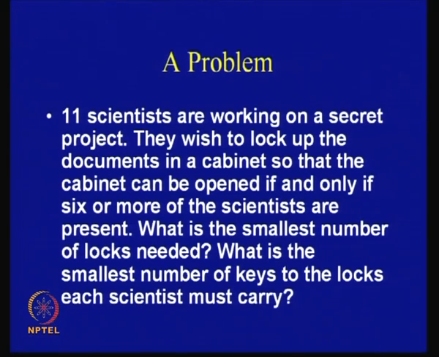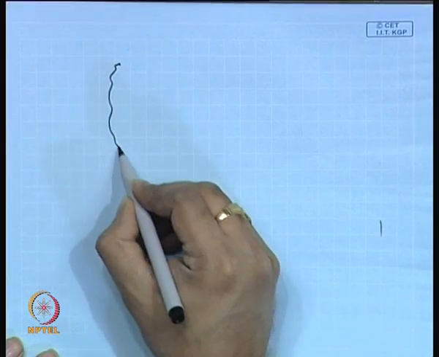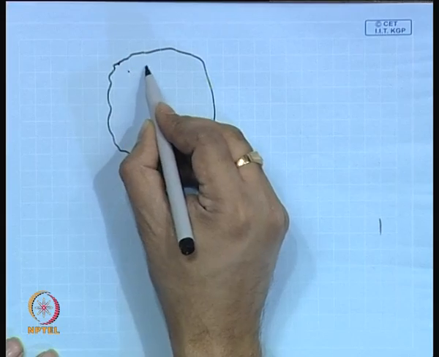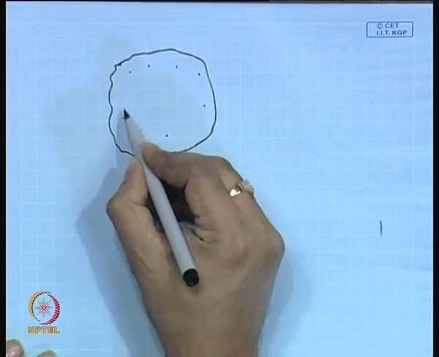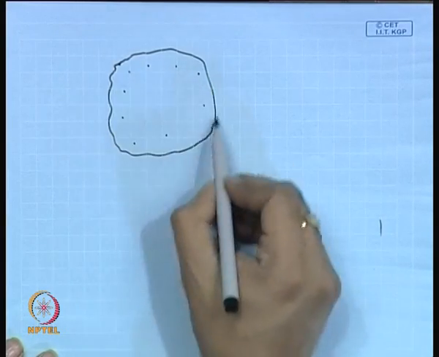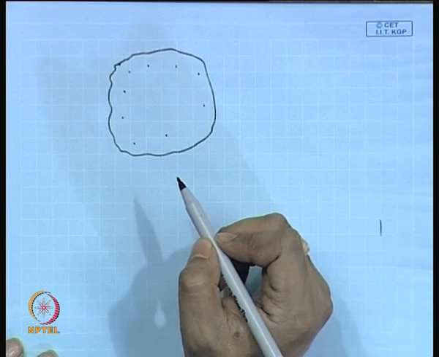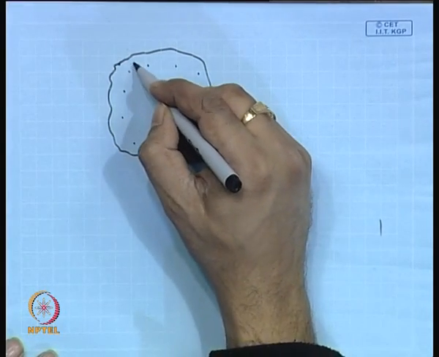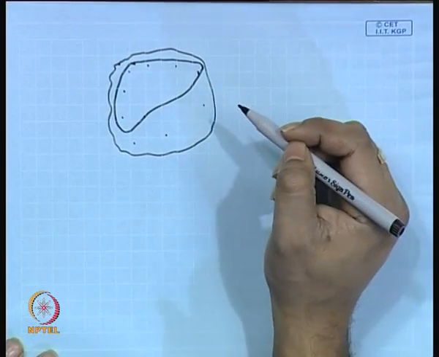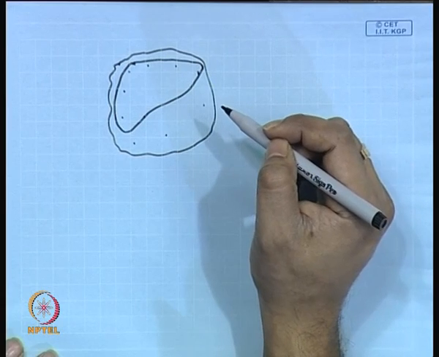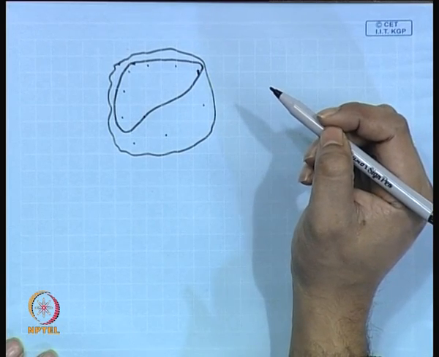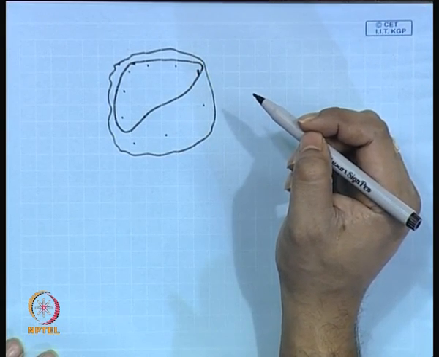The problem can be visualized like this. There is a set, and suppose there are 11 people in this project. Out of them, if 6 people combine, they should be able to understand the secret. So, the question is what is the smallest number of locks needed.